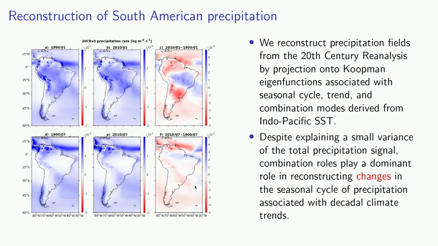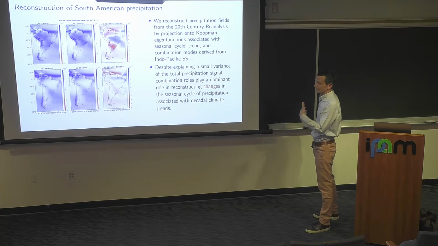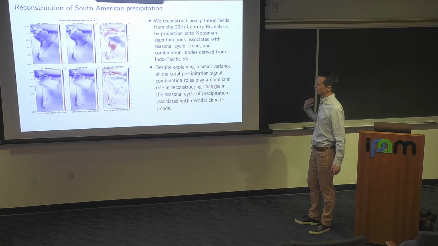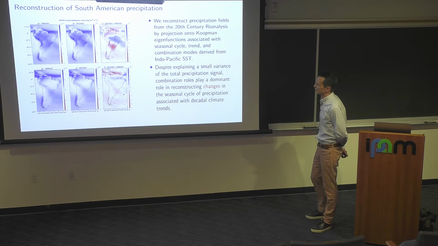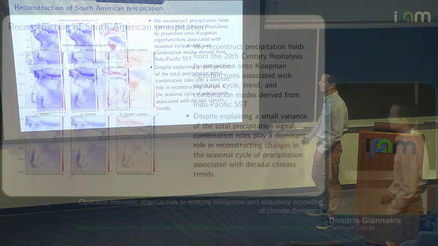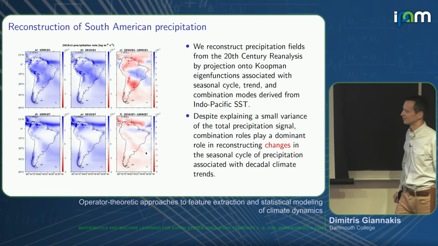Again, the take-home message here is that these are providing some type of dynamically relevant, granular level of description that could be used to diagnose both observational reanalysis and model data. So that's sort of one of the use cases here.